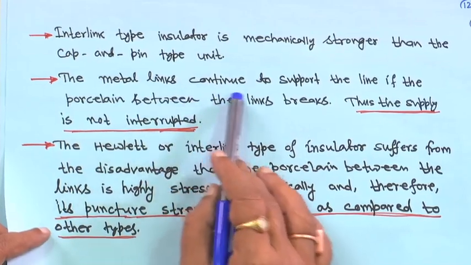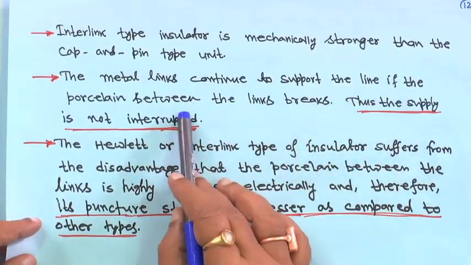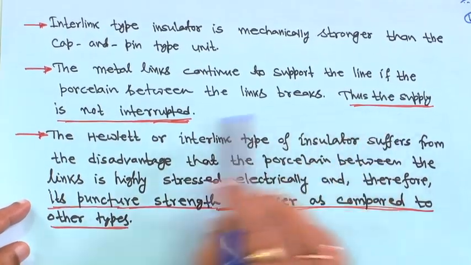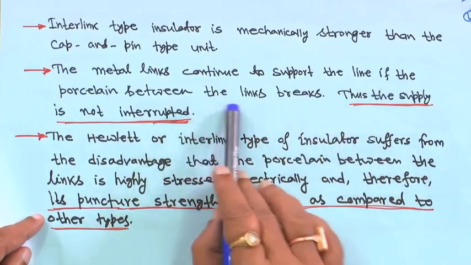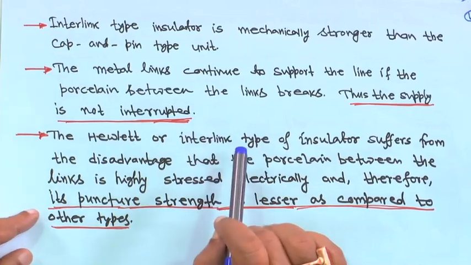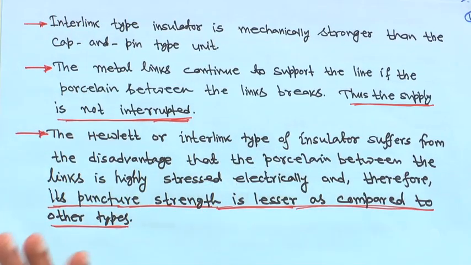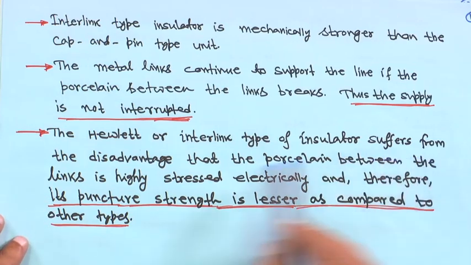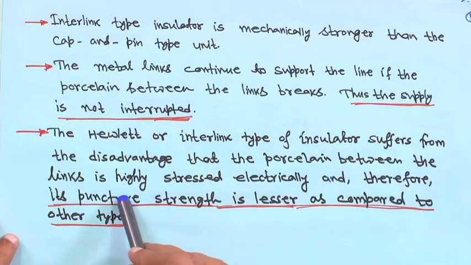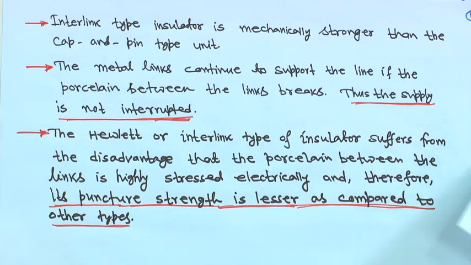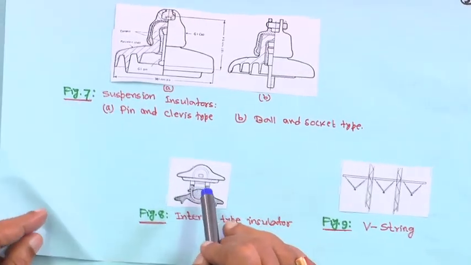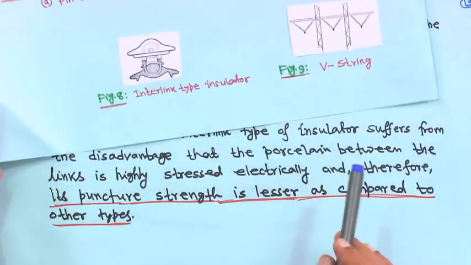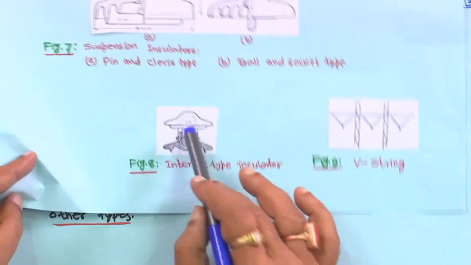but the metal links continue to support the line if the porcelain between the links breaks, thus the supply is not interrupted. This is one of the advantages of this kind of insulator. But the interlinked type insulator suffers from the disadvantage that the porcelain between the links is highly stressed electrically and therefore, its puncture strength is lesser as compared to other types. That means, in the porcelain insulator there will be high electrical stress, right. So, the puncture strength is lesser as compared to other types of insulator.